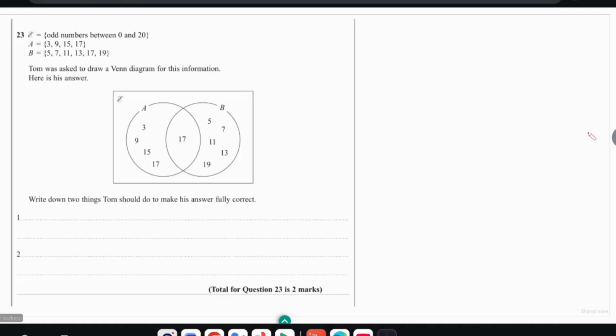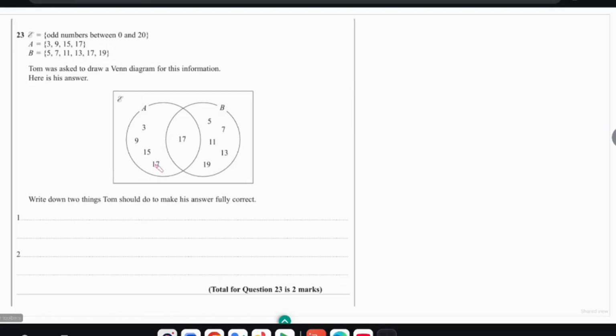Question 23. Universal set is odd numbers between 0 and 20. A is 3, 9, 15, 17. B is 5, 7, 11, 13, 17, 19. Okay, Tom has been asked to draw a Venn diagram for this information. Here is his answer. Right, two things Tom should do to make his answer fully correct.